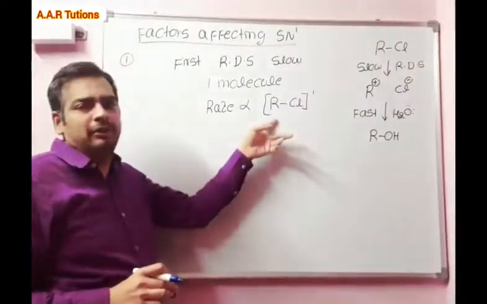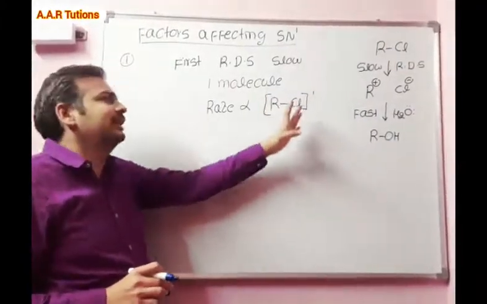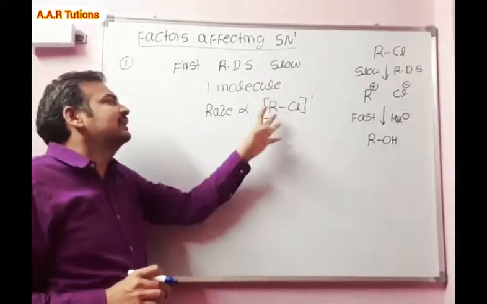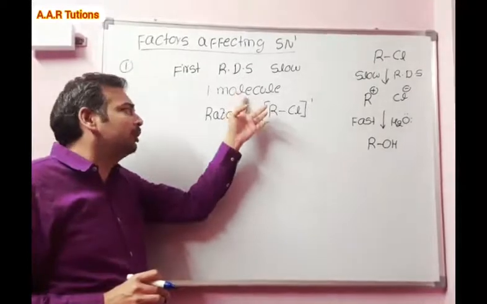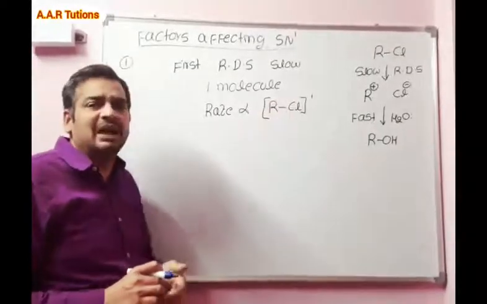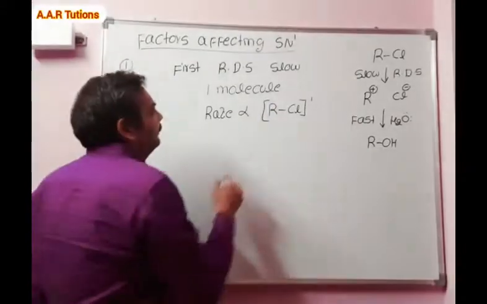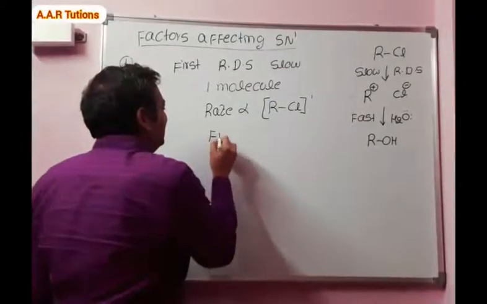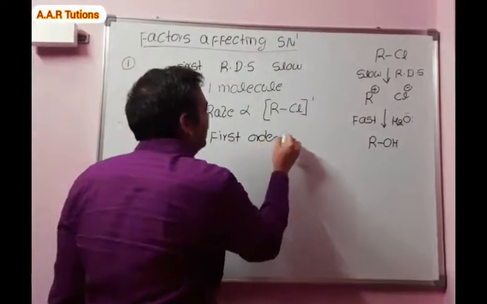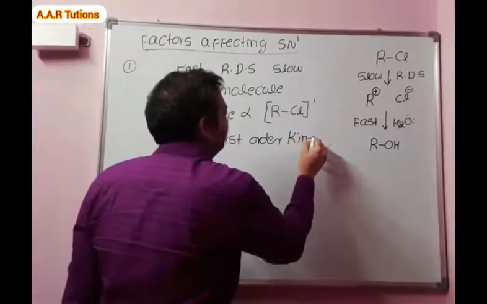Only one molecule. First step is the rate determining step, that is the slow step. The rate of reaction depends on only one molecule, that is the starting material. Rate is directly proportional to the concentration of the alkyl halide. So it is a first order kinetics. Example of first order kinetics.